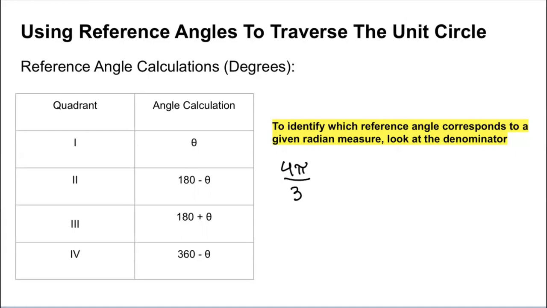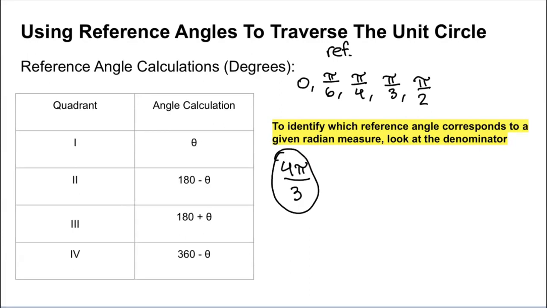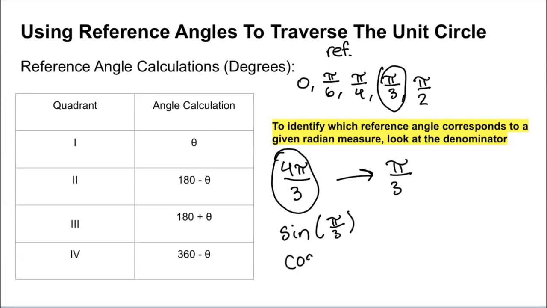I'm going to write out our reference angles in radians. It's going to be 0, pi over 6, pi over 4, pi over 3, and pi over 2. So 4 pi over 3 is going to correspond with pi over 3. And let's look at the characteristics of sine of pi over 3 and cosine of pi over 3.